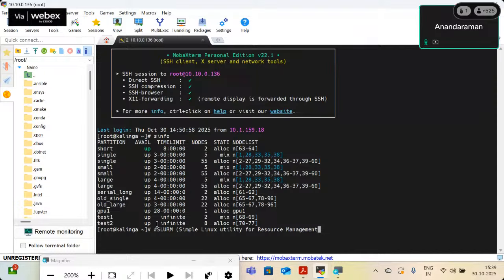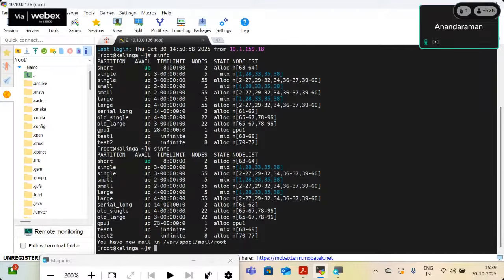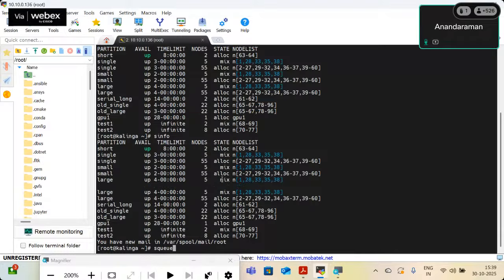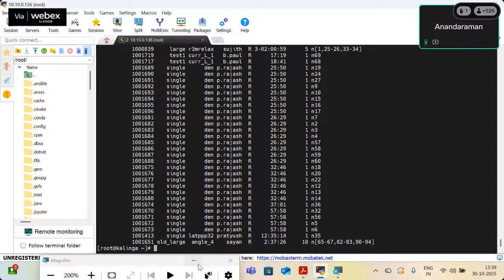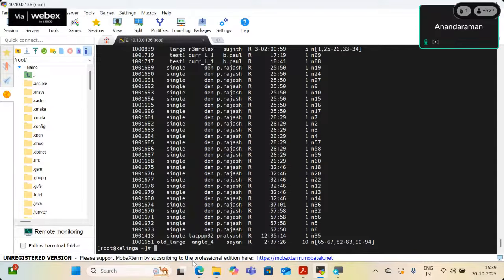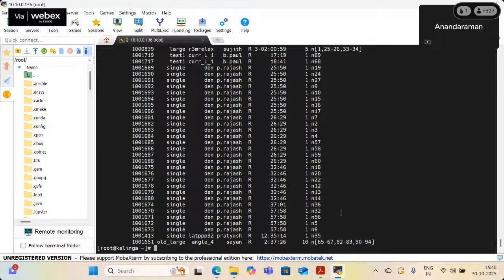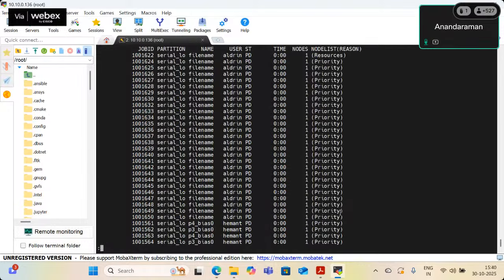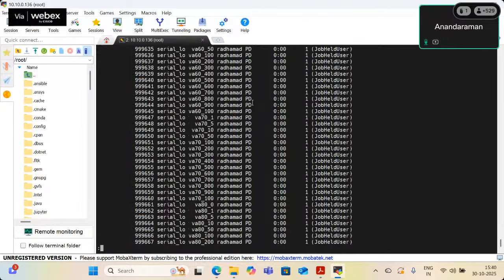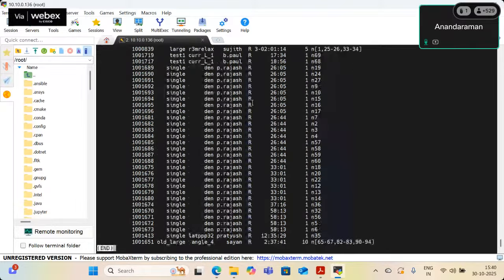So here these are all the nodes. Allocated means it is allocated and people are using it. I will reduce the magnifier, because the screen is big. We have this many jobs running in the HPC now. PD is a pending state job, so there are many pending jobs, and R is running jobs.